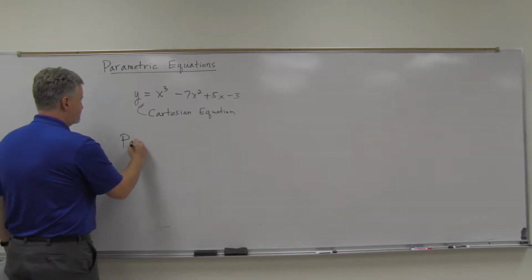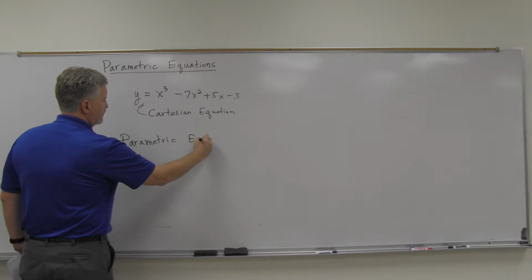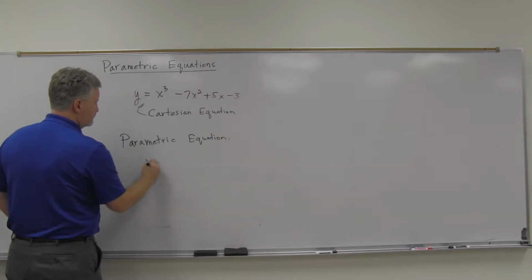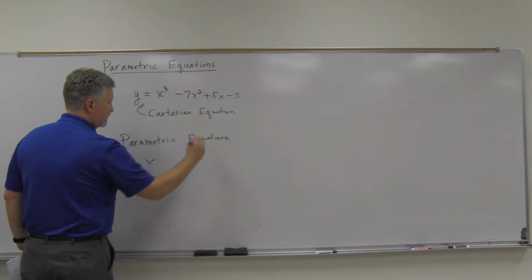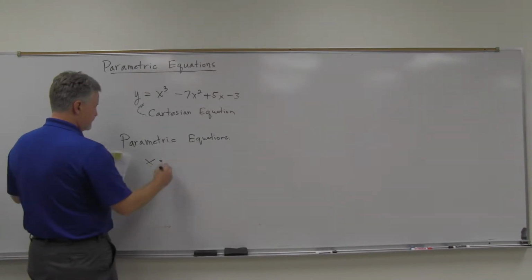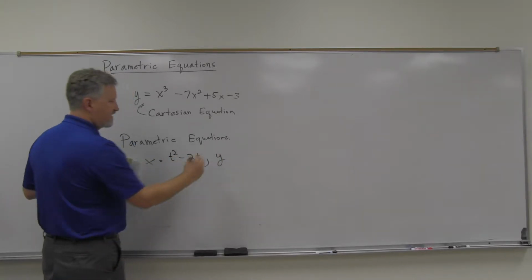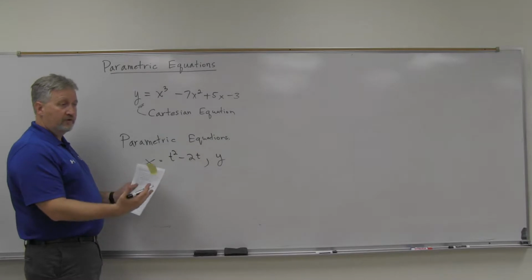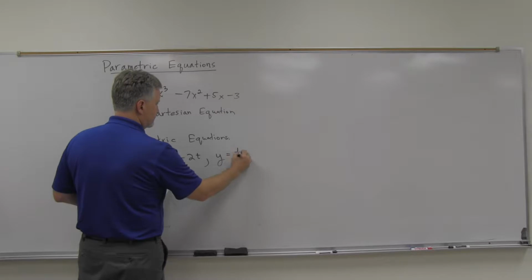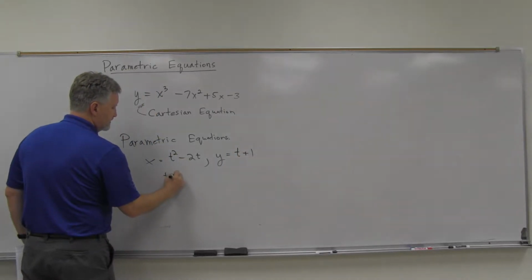So here's an example of a parametric equation. It's two equations, so we have an x equation and a y equation. x equals t squared minus 2t, and then we define the y, so we're still going to have x, y points as far as solutions go, but it's also in terms of t: y equals t plus 1. So t here is the parameter.